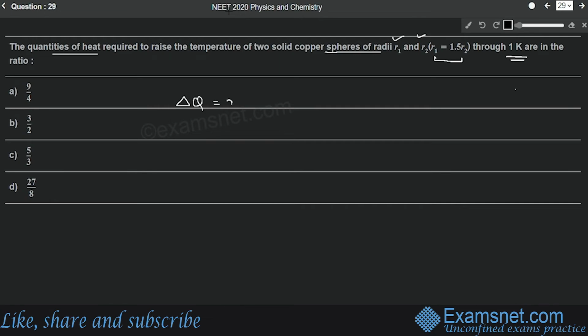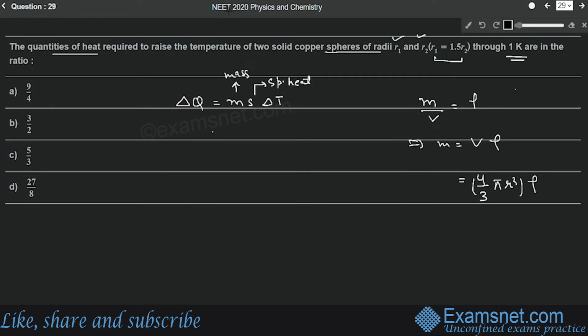It is equal to M into S into delta T, where M is the mass, S is the specific heat, and delta T is the change in temperature. Okay. Now here radii of spheres are given. So to use them, we will use mass in terms of volume. Mass by volume is equal to density, so mass will be equal to volume into density. And we know that volume of a sphere is equal to 4 by 3 pi r cube. So in place of mass, we can write 4 by 3 pi r cube into density, right?